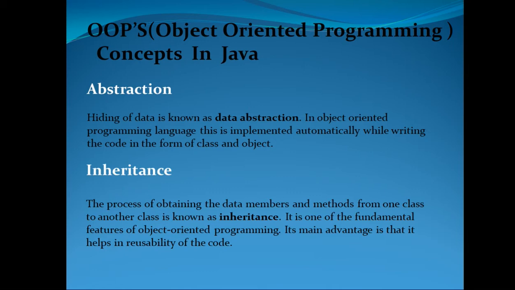Next one is inheritance. The process of obtaining the data members and methods from one class to another class is known as inheritance. It is one of the fundamental features of object-oriented programming. Its main advantage is that it helps in reusability of the code.